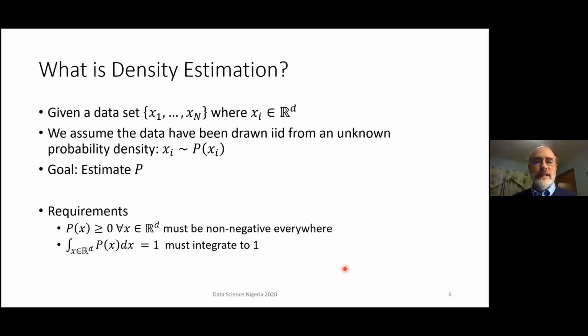So what is density estimation? Well, assume we're given a data set of big N points, so x1 up to xn, where each of these xi as a member is a d-dimensional vector of real values. We're going to assume the data have been drawn independently and identically from some unknown probability density. And our goal is then to estimate P. The requirements, of course, is that P should be non-negative everywhere, and that if we integrate it over all of R^d, it should integrate to 1. So that's the sort of syntactic definition of a probability density.